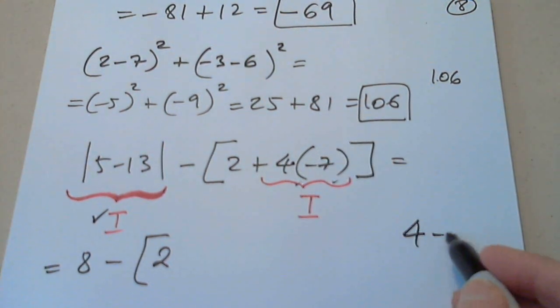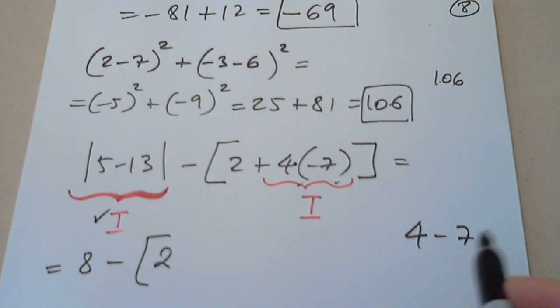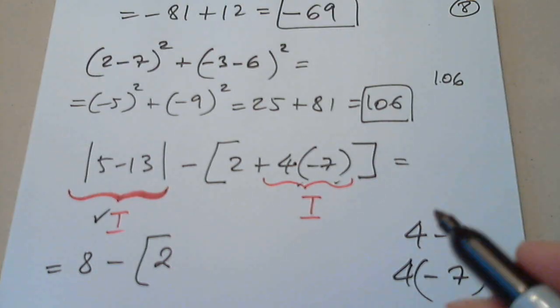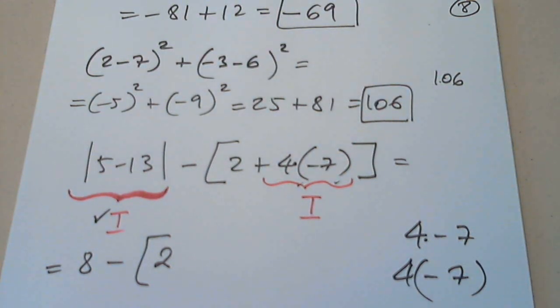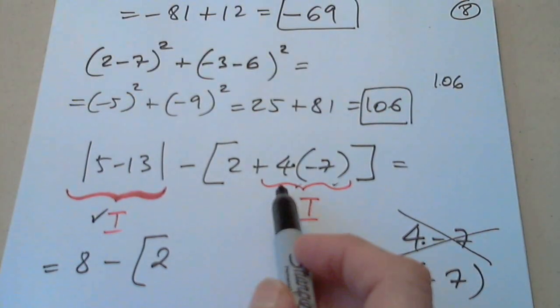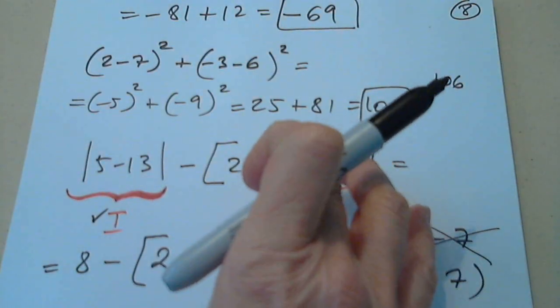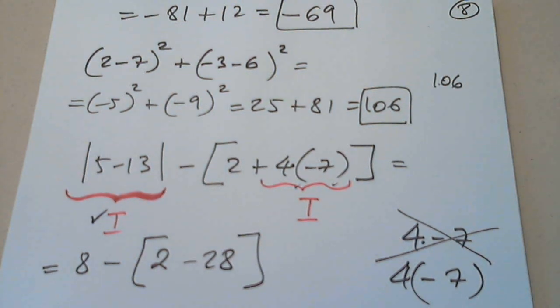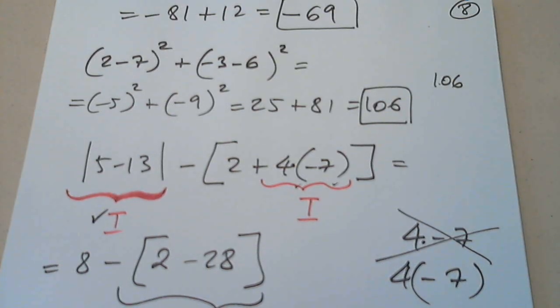See, this is one thing. This is a totally different thing. Even if they say you're going to put a multiplication symbol, no, no, no, no. So 4 times negative 7, I multiply a positive by a negative, so I get a negative number. Here is my second step now.